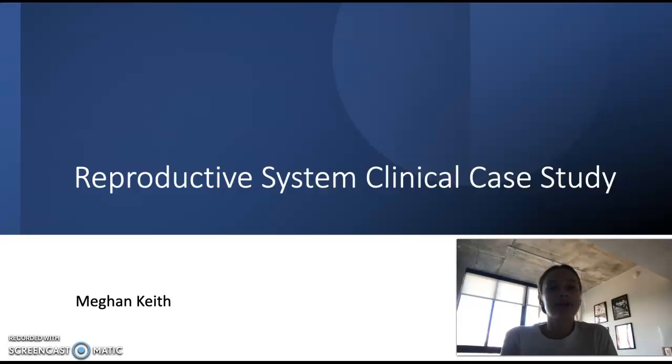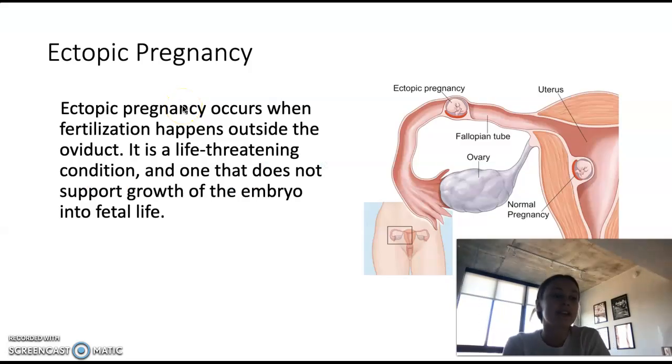For my reproductive system portfolio, I decided to focus on the clinical case study on ectopic pregnancies. In a typical pregnancy, fertilization takes place in a fallopian tube that links the ovary to the uterus. The fertilized egg then travels down the fallopian tube and implants in the uterus, where the embryo starts growing.